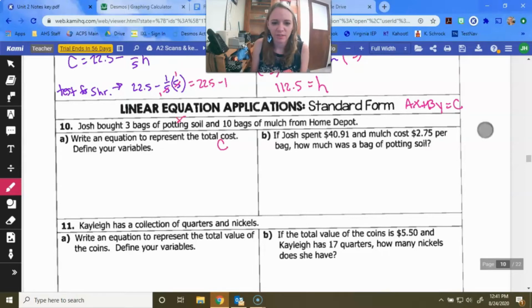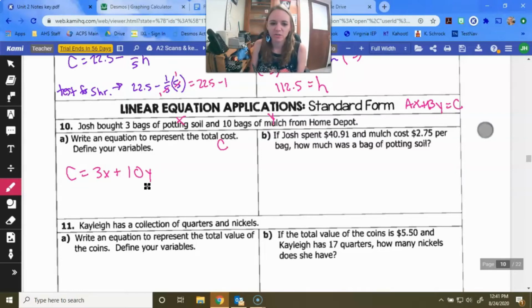Okay, potting soils, that's easy. When you got 2 things, that's your X and your Y. So the cost will be 3 times X. And then, of course, add, because we would add this much money. And 10Y. And that's about it for that.